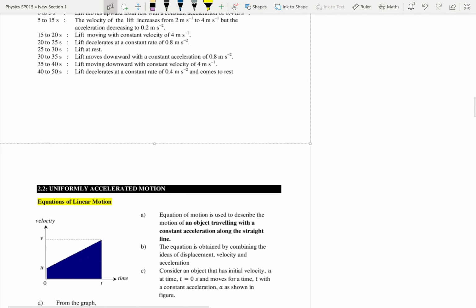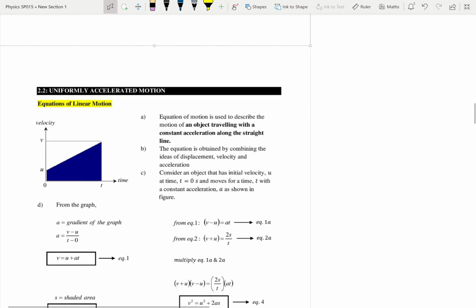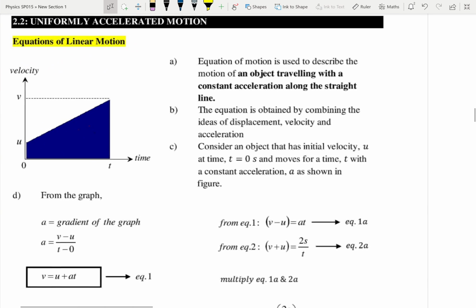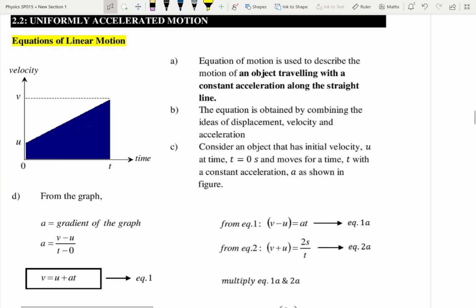Now we can proceed to 2.2, uniform decelerated motion. In this learning outcome, it only applies equations.